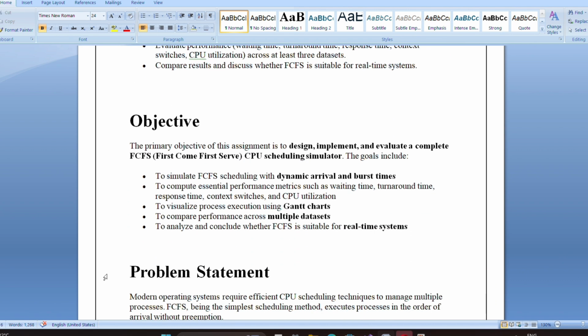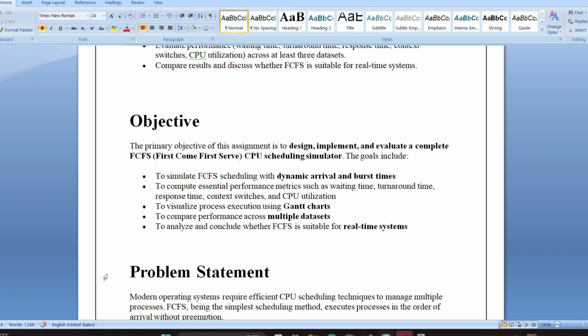Objective: the goal is to simulate FCFS scheduling with dynamic arrival and burst time. To compare essential performance metrics such as waiting time, turnaround time, response time, context switches, and CPU utilization. Waiting time we will calculate, turnaround time we will calculate, and in our syllabus we have completion time to calculate the turnaround time. To visualize process execution using a Gantt chart.